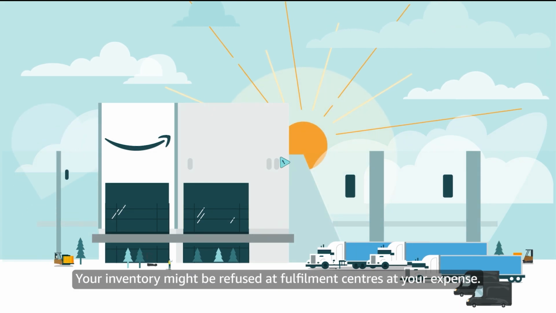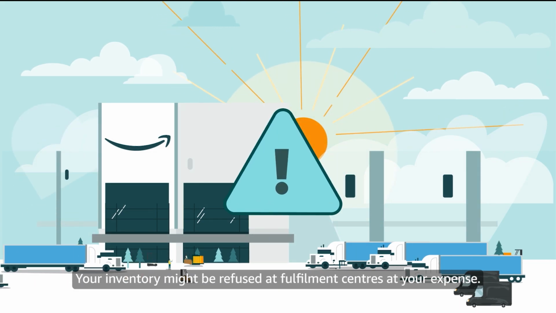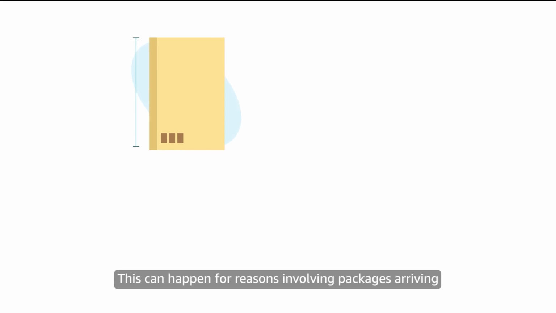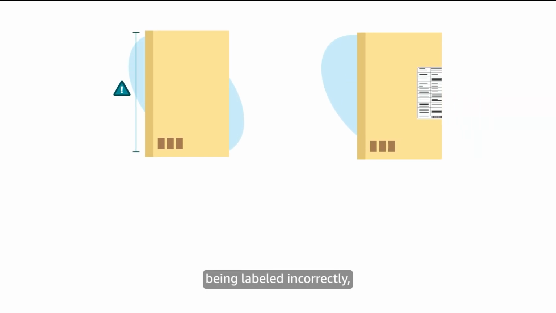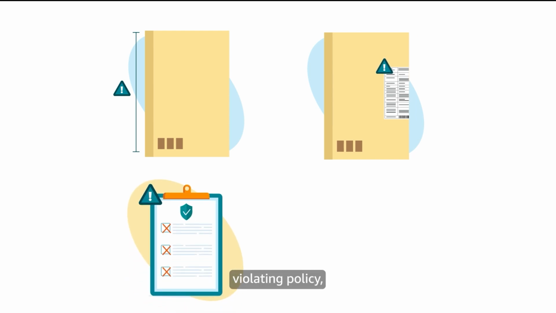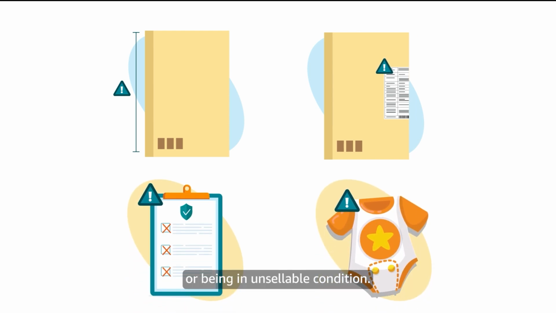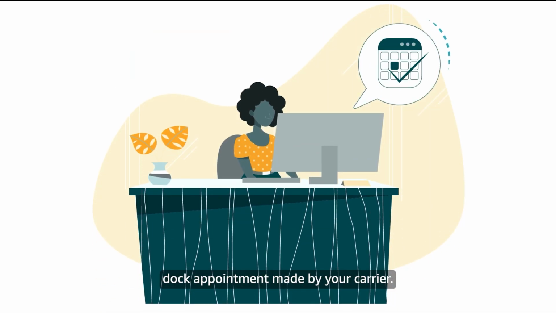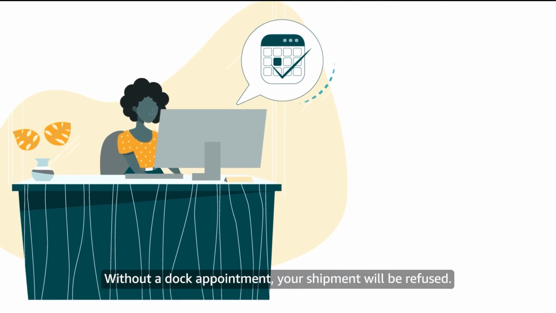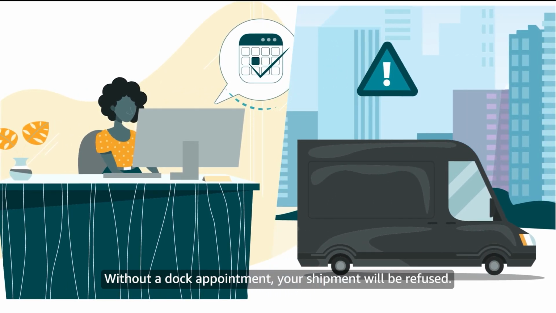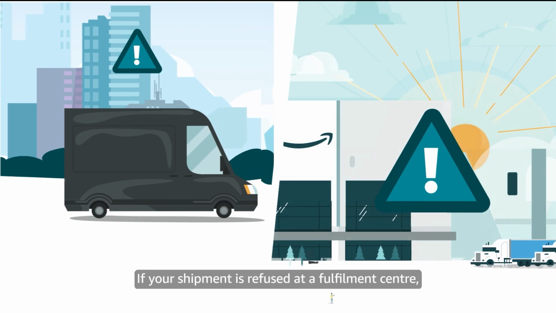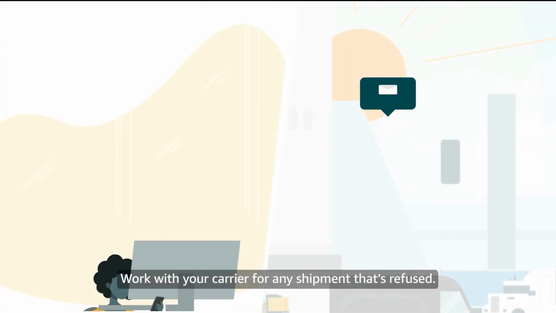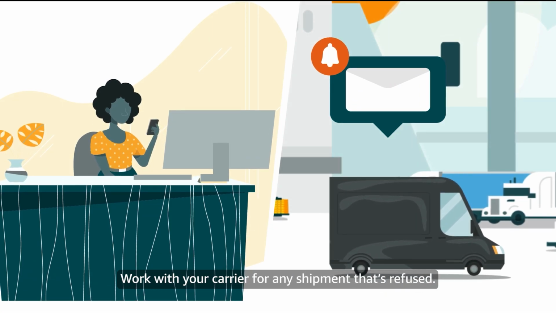Your inventory might be refused at fulfillment centers at your expense. This can happen for reasons involving packages arriving larger than expected, being labeled incorrectly, violating policy, or being in an unsellable condition. Additionally, all shipments require an advanced dock appointment made by your carrier. Without a dock appointment, your shipment will be refused. If your shipment is refused at a fulfillment center, your carrier will be informed. Work with your carrier for any shipment that's refused.